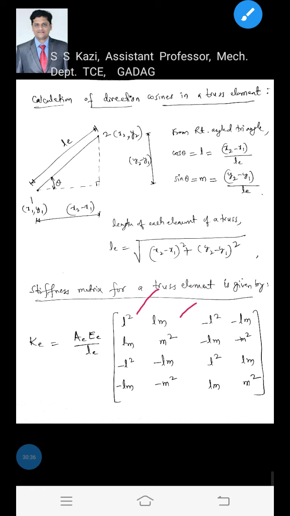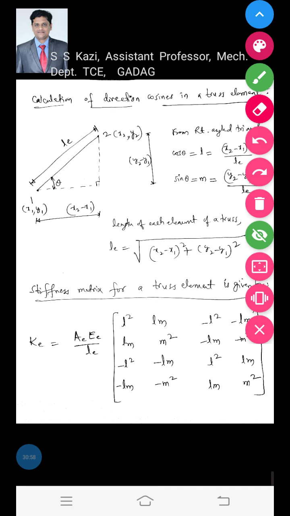And L and M are the direction cosines. How do you calculate the direction cosine? L is equal to x2 minus x1 by LE. Okay, LE already you know, just you have to substitute here. And what is x2 and x1? These are the coordinate values that you should know. You should find out the coordinate values given in the figure of the problem. You just substitute and get the values of L and M by using these two formulae.